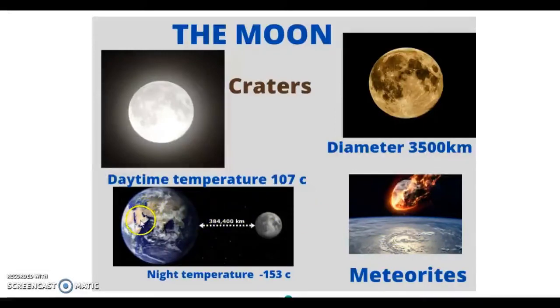Okay, let's come to this picture. What can you see? The moon. Is there any atmosphere on the moon? No, there is no atmosphere on the moon. Then how can the moon give us some light? Yes, sunlight falls on the moon and the moon reflects that light. So the light that we can see from the moon is reflected light of the sun.